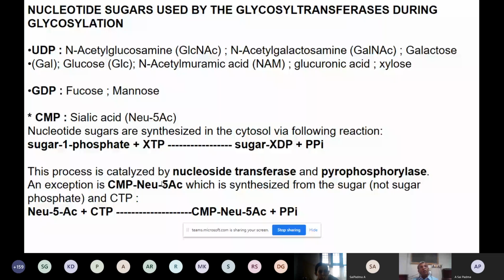For example, UDP can be bound to N-acetyl glucosamine, N-acetyl galactosamine, galactose, glucose, sialic acid to some extent, and also glucuronic acid and xylose. When these sugars are linked to the nucleoside diphosphate sugars, they are also termed activated sugars. It is in this form that they can be transferred to specific acceptor molecules. On the other hand, for the sugars fucose and mannose, it is not UDP but the GDP nucleoside diphosphate sugar. Similarly, CMP is what is used for the sialic acids.